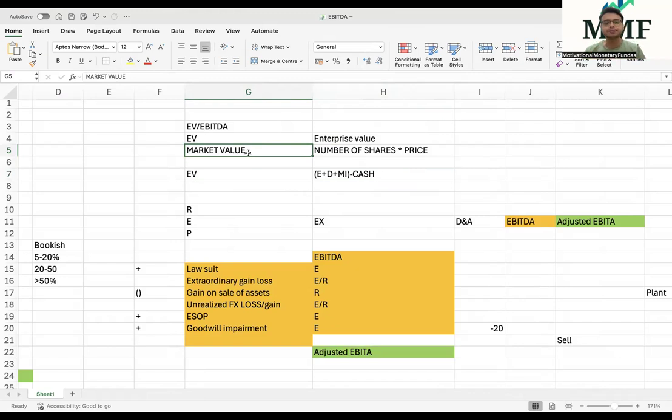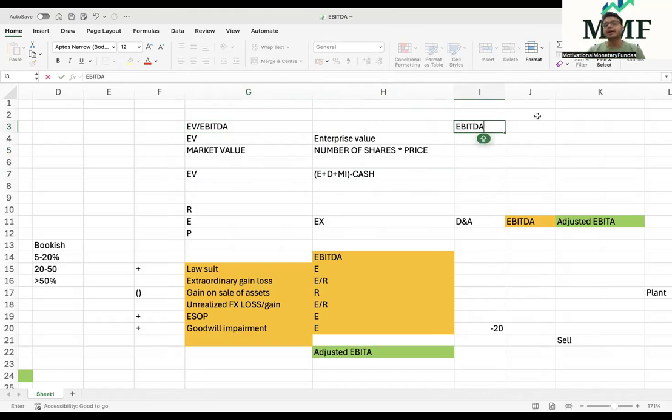So coming back to the session, if I talk about the denominator now, that is your EBITDA. Here, EBITDA stands for earnings before interest, tax, depreciation, and amortization. EBITDA is also called the cash profit for the firm.